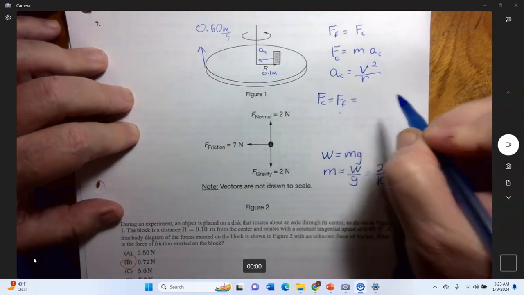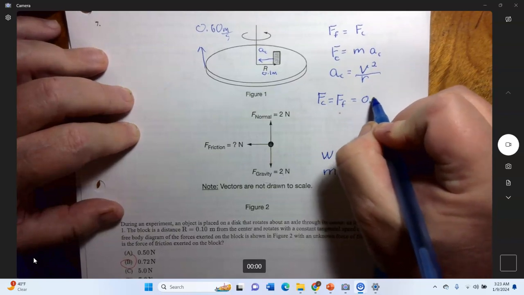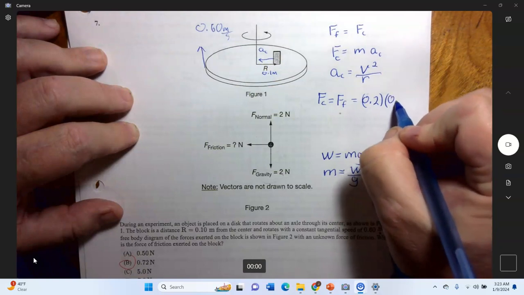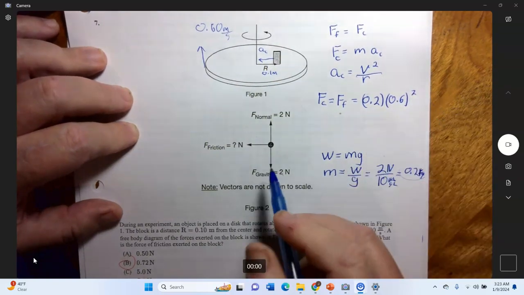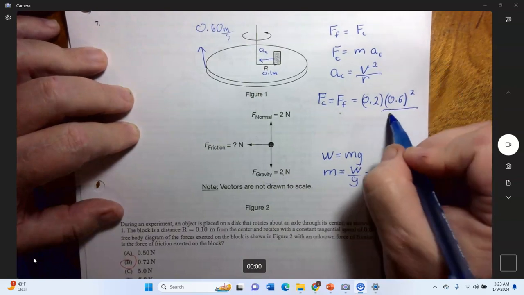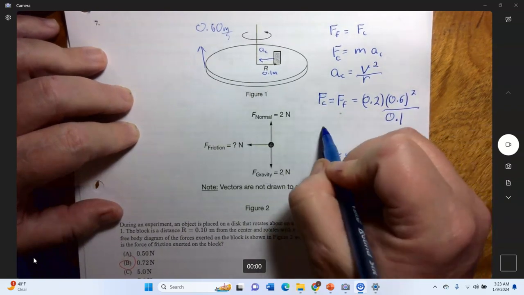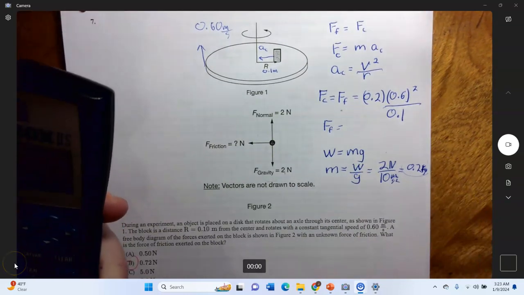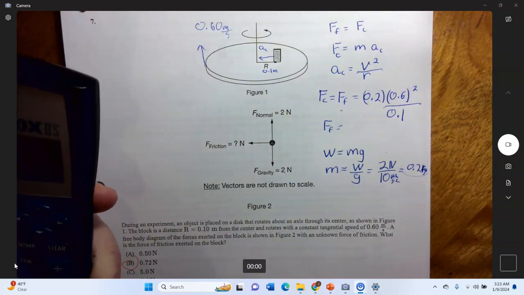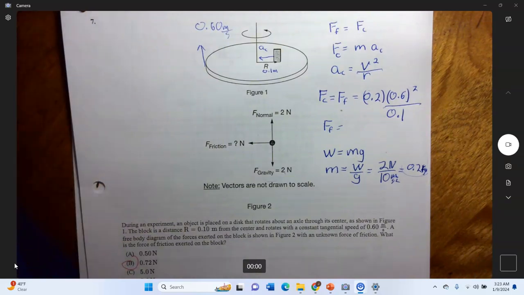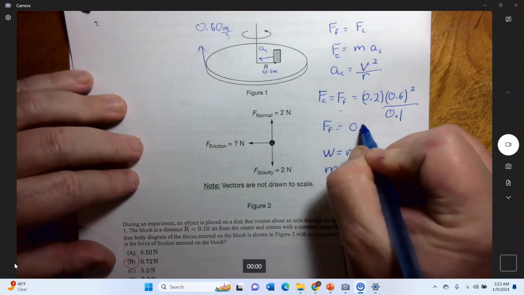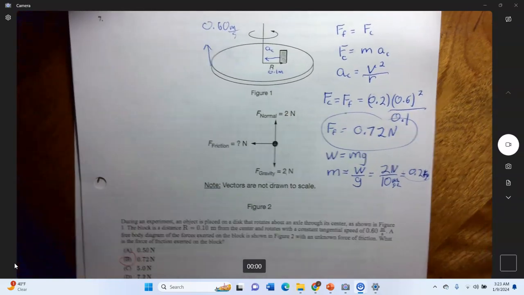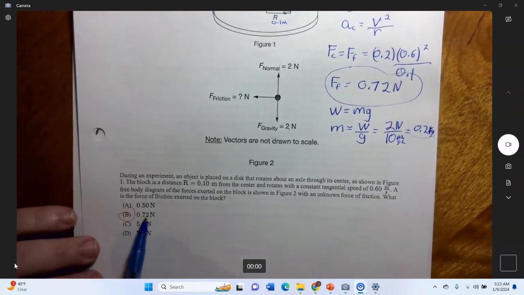That equals mass, which we just said is 0.2, times velocity, 0.6, squared, don't forget to square it, over 0.1. So that means the friction force is going to equal 0.2 times 0.36 divided by 0.1. It's going to equal 0.72. And it's a force, so it's in newtons. Okay, and that's this answer right here.